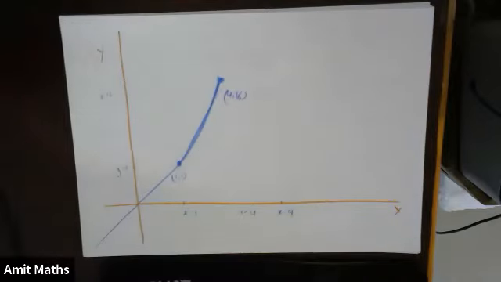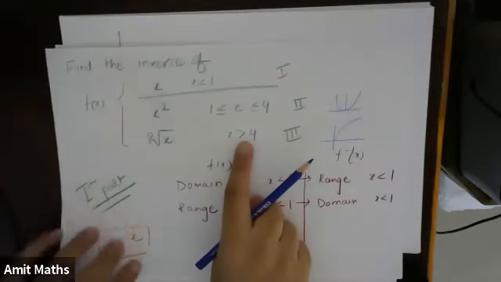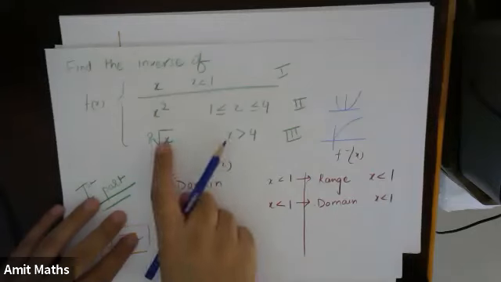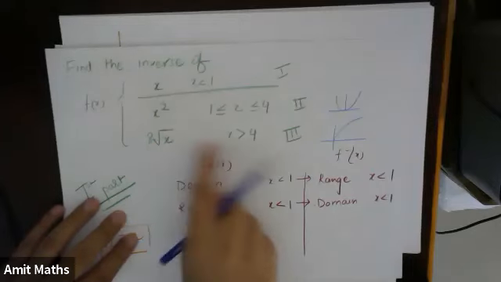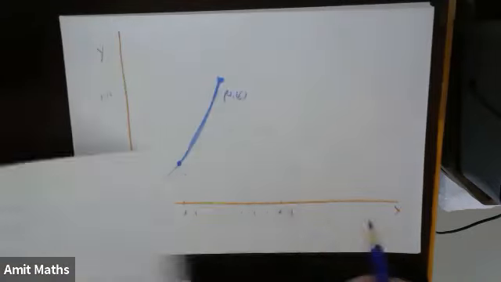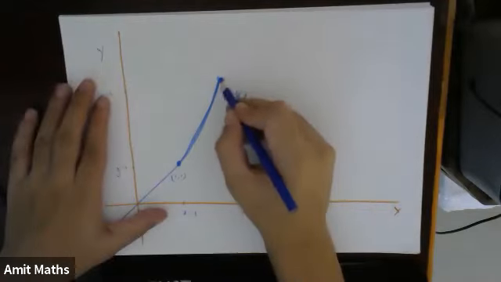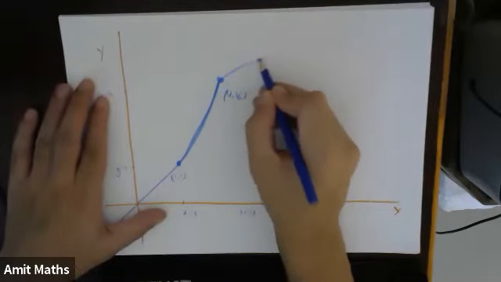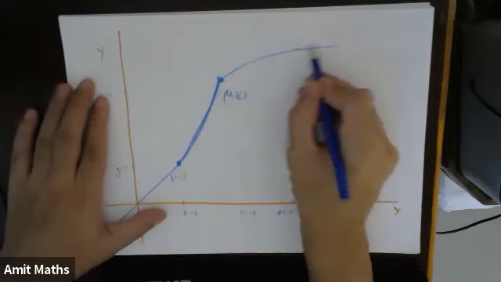Okay. Now see, at x equals 4, what will be the value of y? When x equals 4, this will be root 4. 8 into root 4 is what? 8 into 2, which is 16. So that means this graph will move something like this.